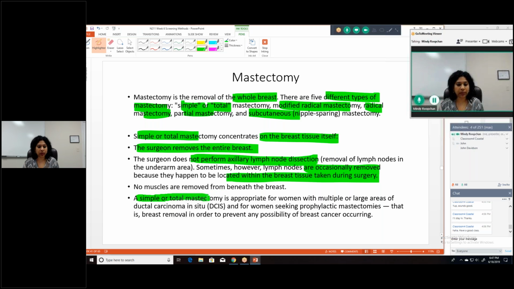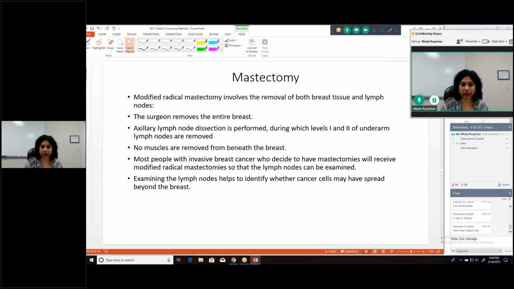A simple or total mastectomy is appropriate for a woman that has multiple or large areas of ductal carcinoma in situ. It's also used for women seeking prophylactic mastectomies, that is when they remove the breast just because they're afraid that they might get breast cancer.